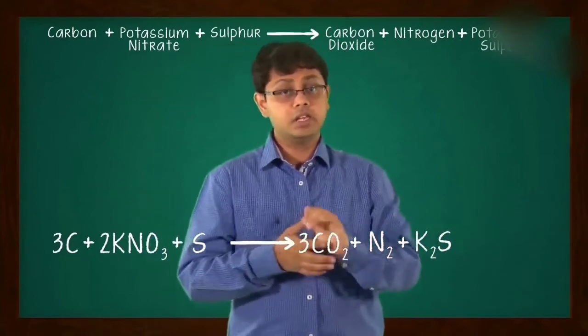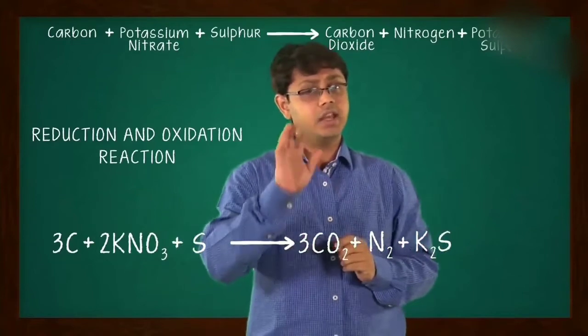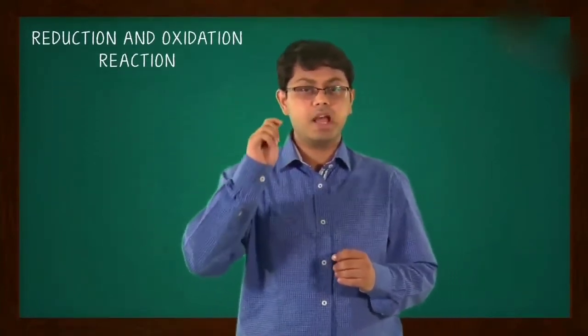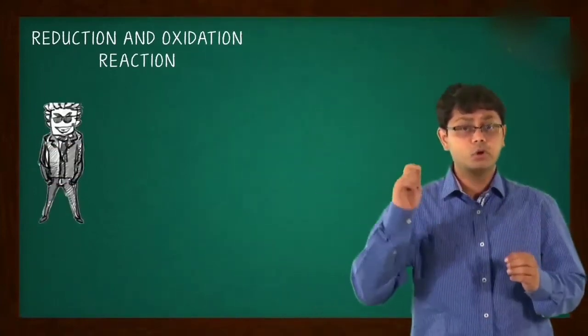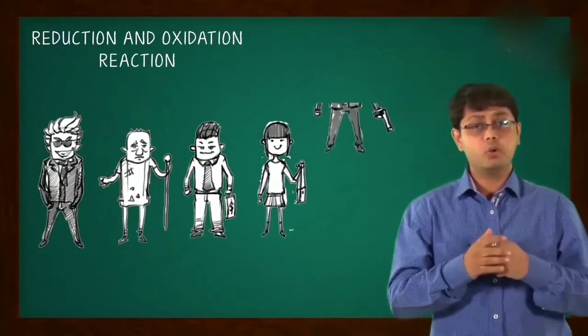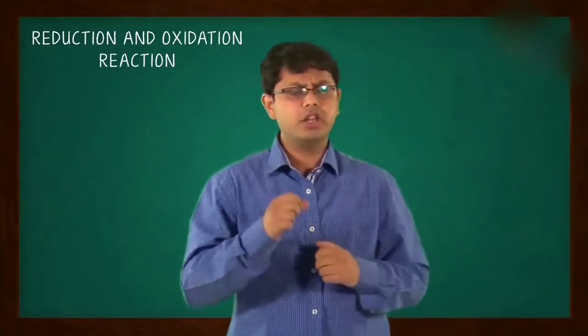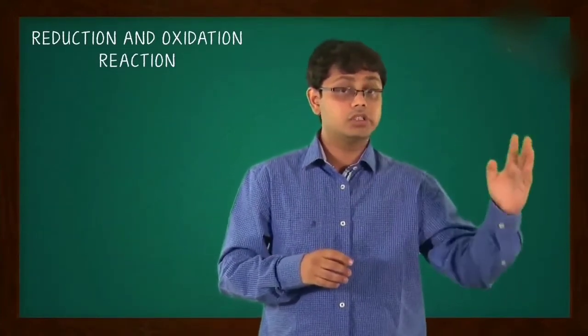What is happening here is a reduction and oxidation reaction, and let's understand exactly how this happens. Electrons to chemistry is the same as money is to a capitalist. It's all about who has it, who wants more of it, who can share it, who can lend it, and what they are ready to give to get more of it. In fact, when electrons move from one atom to another, there can be a lot of exchange of energy, and this kind of reaction is known as a redox reaction, or a reduction and oxidation reaction.